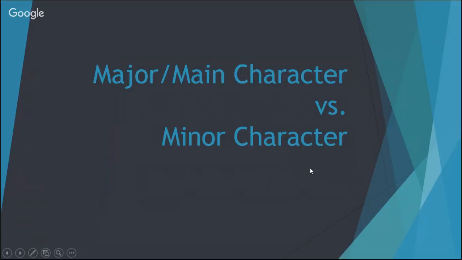Some other different types of characters, and you're going to see the next few slides kind of have versus on them. And this just means that a character is going to be one or the other. Okay, so a character is either going to be major or main, or the character is going to be minor. So your major, your main characters, those are your most important characters. Those are the characters that the conflict is centering around. Those are your protagonists, those are your antagonists. And then a minor character is less important, not very well developed, usually don't know a whole lot about minor characters, or they enter the story briefly, for instance.